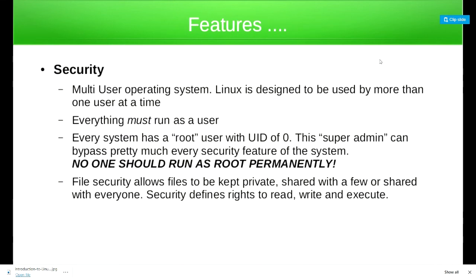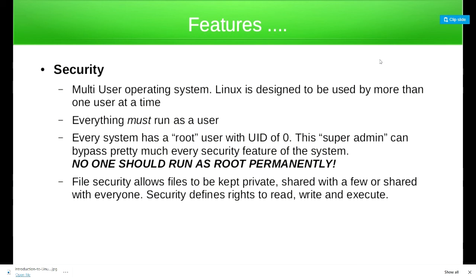You have the features, which is the security. Linux is a multi-user operating system, designed to be used by more than one user at a time. Everything must run as a user. Every system has a root user with a UID of 0. The super admin can bypass pretty much every security feature of the system. Take note of this one: no one should run as root permanently. Just take note of this with regards to security and the features of Linux.